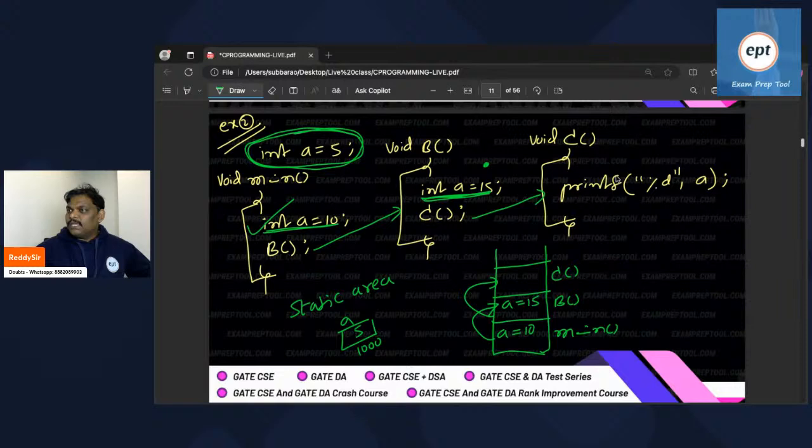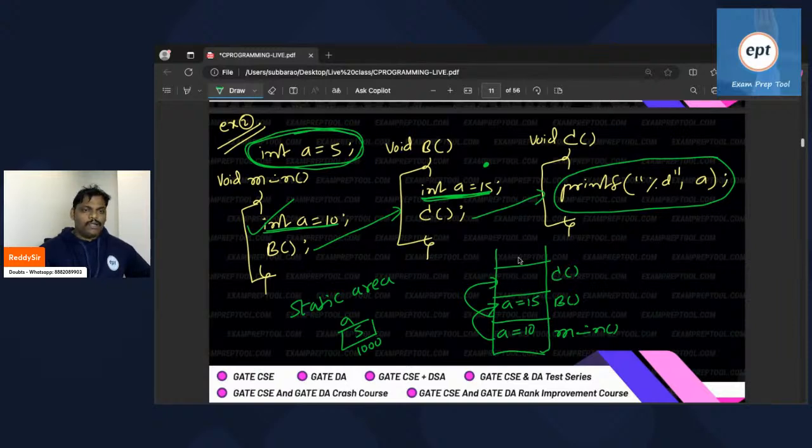The interesting thing is, inside the C function, there is no local variable. Remember everyone, inside the C function, there is no local variable. So there is no local A. How can you print A? If a local variable is not there, how can you say print A? Some people are asking, sir, A is not there. If I say print A, what is the problem?